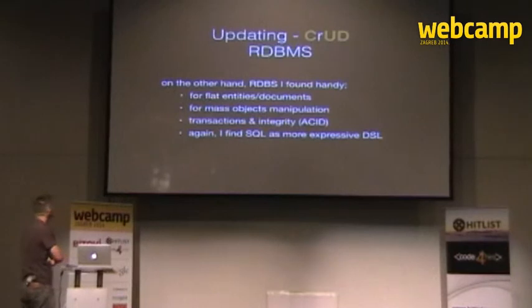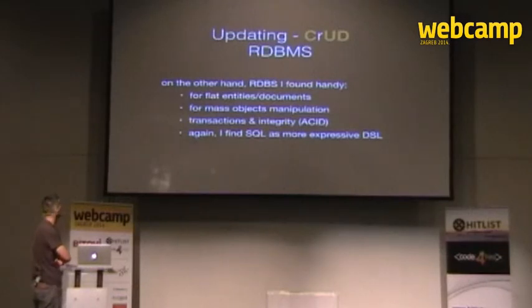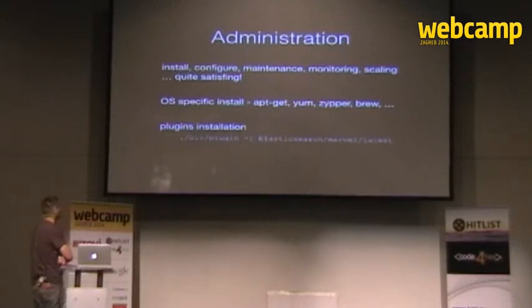When you need to deal with transactions and integrity, this is something that relational databases provide. But on the other hand, Elasticsearch and similar systems and NoSQL do not. And also, as I said, I find SQL more expressive. Regarding administration, so installing, configuring, maintenance, monitoring, scaling, I'm not a DevOps or administrator, but from my point of view, I need to deal with it from time to time. I found it quite satisfying.